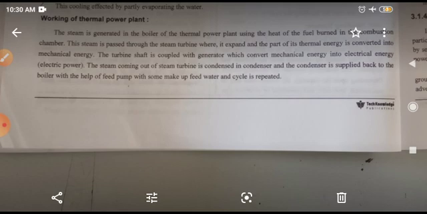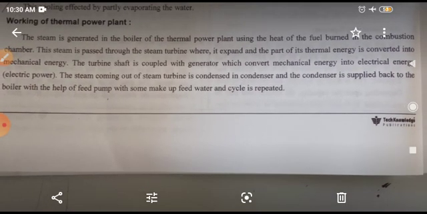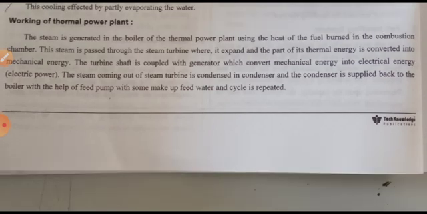Here the steam is generated in the boiler of the thermal power plant using the heat of the fuel burned in the combustion chamber. The steam is passed through the steam turbine where it expands, and part of its thermal energy is converted into mechanical energy. The turbine shaft is coupled with a generator which converts mechanical energy into electrical energy. The steam coming out of the steam turbine is condensed in the condenser, and the condensate is supplied back to the boiler with the help of a feed pump with some makeup feed water, and the cycle is repeated.